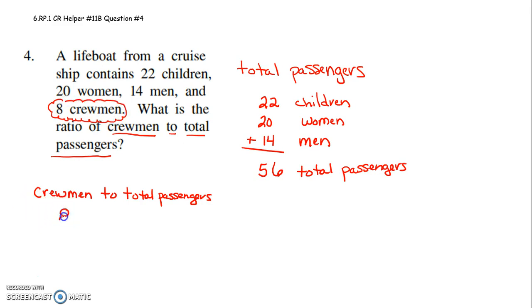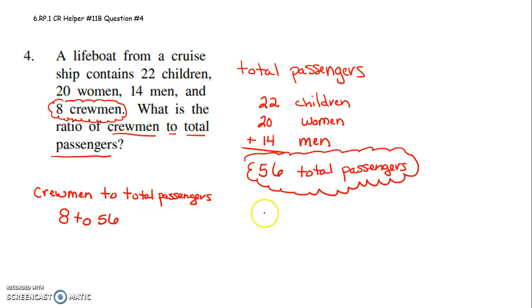So I put 8. One way to write it would be with the word to. And total passengers is 56. You could also write that as 8 colon 56. And we could actually also write it as 8 over 56.